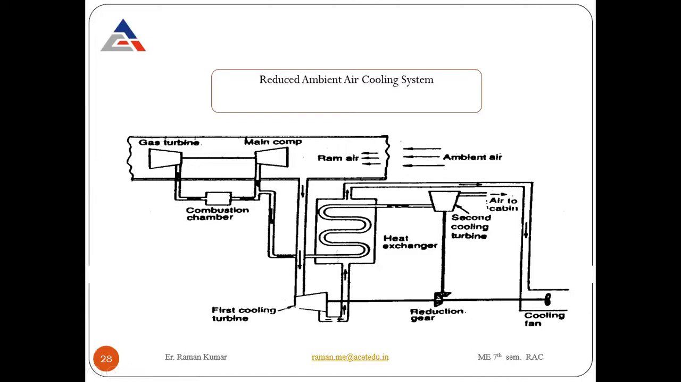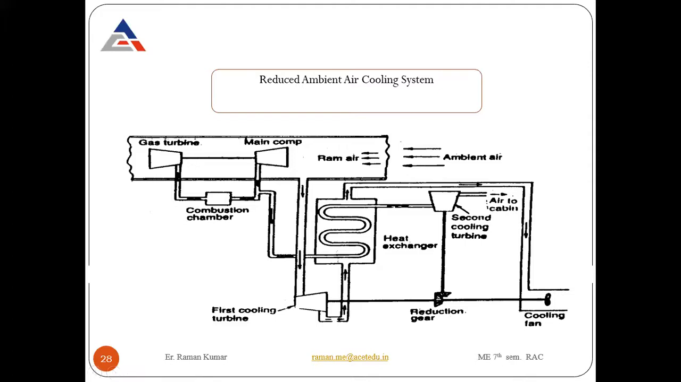So look at here in this diagram, there is only one heat exchanger in between two cooling turbines. Such a type of system is known as a reduced ambient air cooling system. And this cooling turbine is also used in running the cooling fan through this reduction gear. With the help of the reduction gear, we can decrease or increase the speed of this cooling fan. So this is the figure of a reduced ambient air cooling system. So everybody draw this figure.